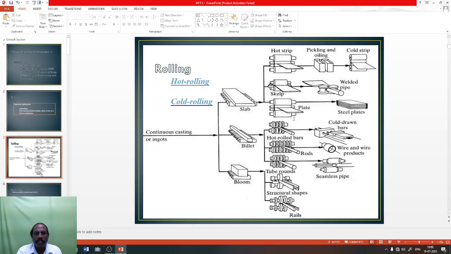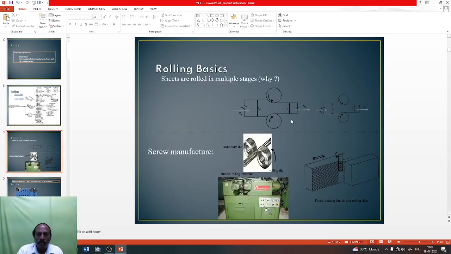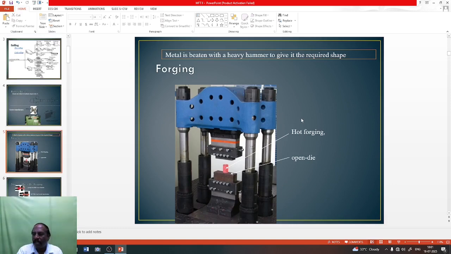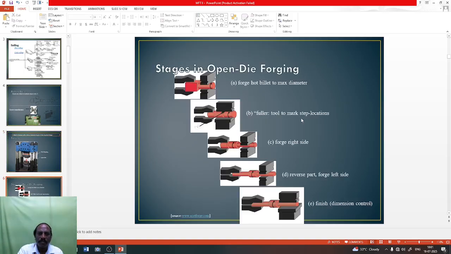On revision of this, first we have seen the rolling process. In the rolling process, you pass the materials through two rollers and get the desired shape. In hot rolling and cold rolling, that is the basic rolling process, screws are manufactured by this process. And in forging, a high impact load is applied, and you get the desired shape. This is the forging process.